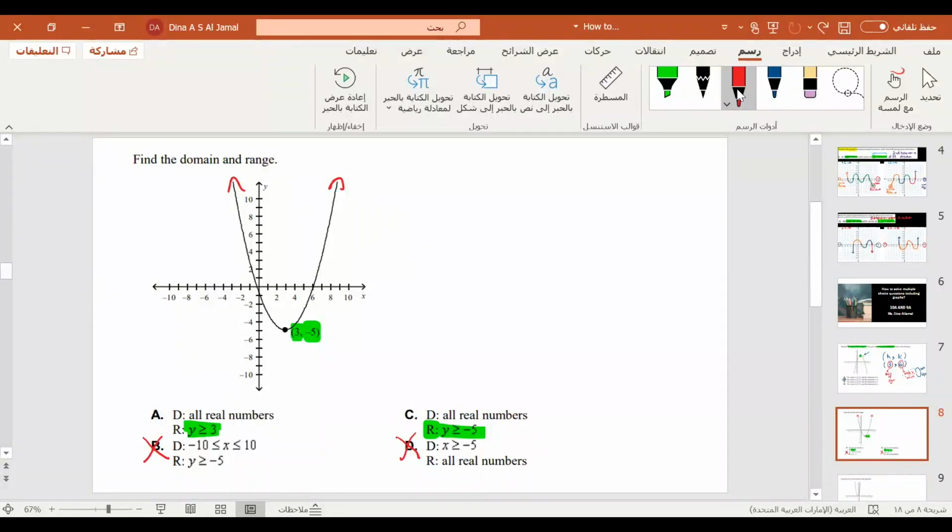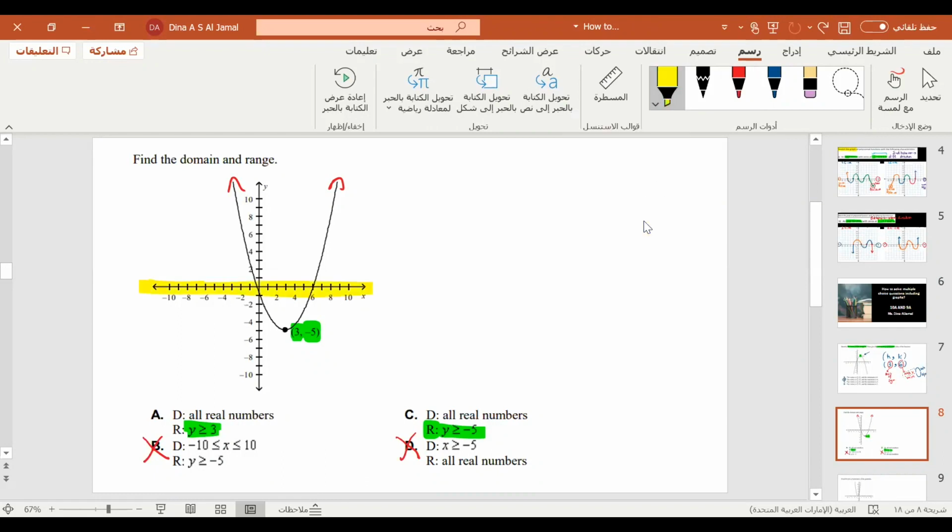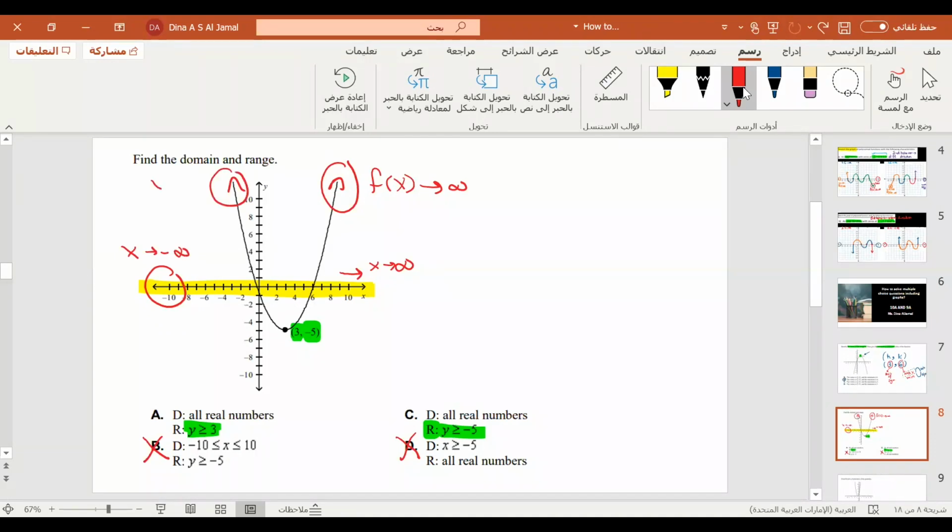The domain should be related to the x-axis. That means you should look at the x-axis and the end behavior. Whenever x goes to infinity, f of x also goes to infinity. Whenever x goes to minus infinity, f of x goes to infinity. That means it is all reals. And this is all about the domain.